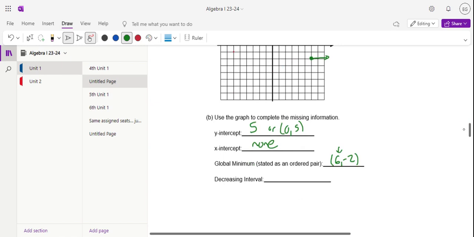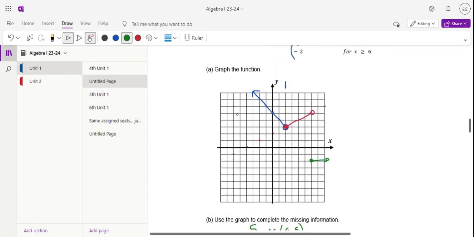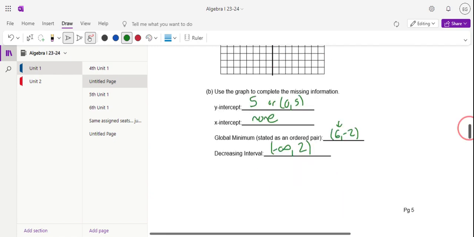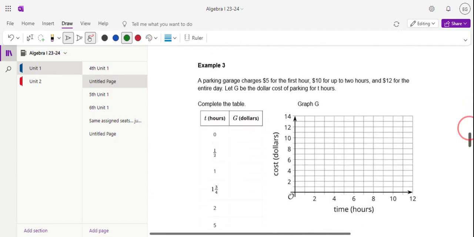And then decreasing interval. So for a decreasing interval, it's going to be from here to here. So that decreasing interval is going to be from -infinity all the way to the x value of 2, and that's where it's going to stop decreasing there. So those are the different pieces for that one.